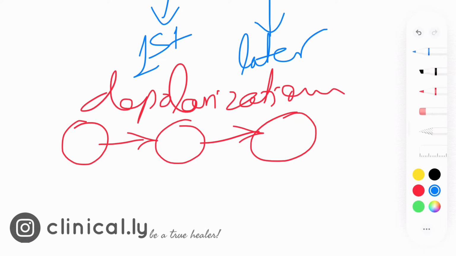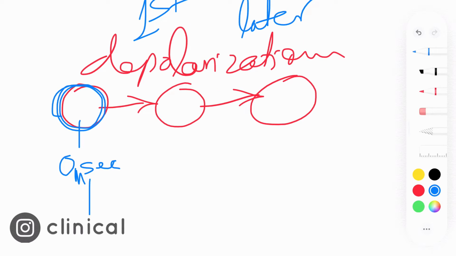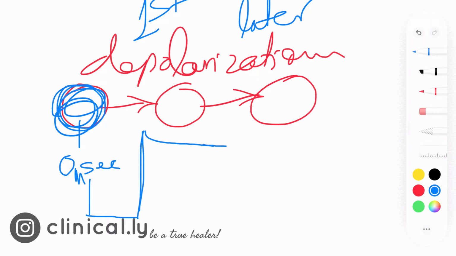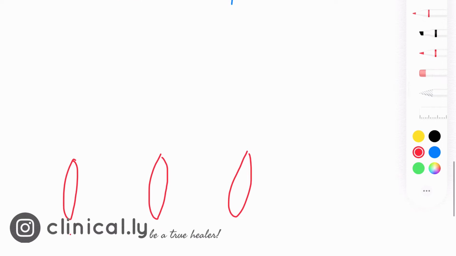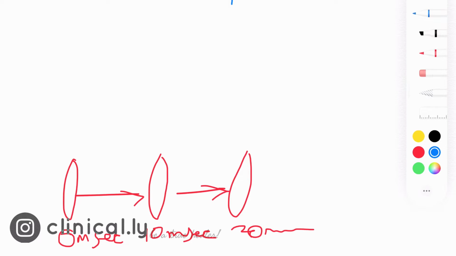The cardiomyocyte which was activated at this time, we'll call it 0 milliseconds, the action potential has begun there. Then the plateau phase would come in this cardiomyocyte, and then the repolarization will occur. Correct? So let's draw in a better way. This is the cardiomyocyte. This is the subsequent cardiomyocyte. This is the next subsequent cardiomyocyte. Depolarization occurs at 0 millisecond, 10 millisecond, 20 millisecond. The activation is passed on.